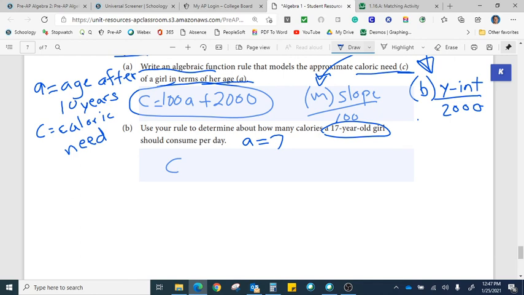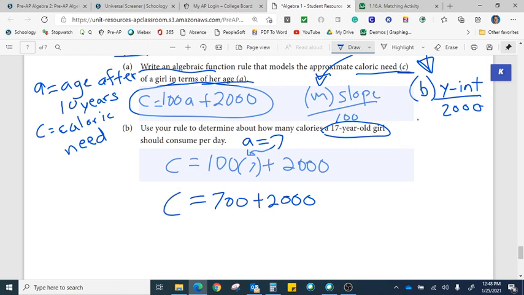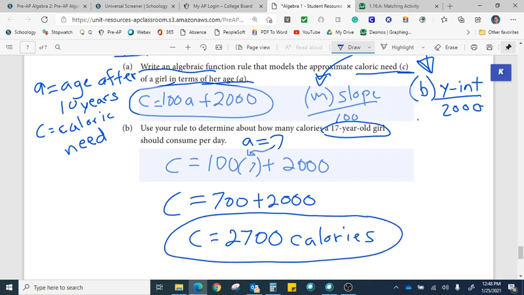All right, so I plug it in. I say C equals 100 A plus 2000. Well, A is 7, so we're going to plug in A right there. Let me erase that. Now I'm going to write down 7. So we got 100 times 7. Got to do that first before we add. 700 plus 2000. So C equals 2700. 2700 what? Calories. All right, so a 17-year-old girl should intake 2700 calories a day. Assuming that they're active and all that kind of stuff, but there it is. Okay, tutors, that's what you're looking for this.